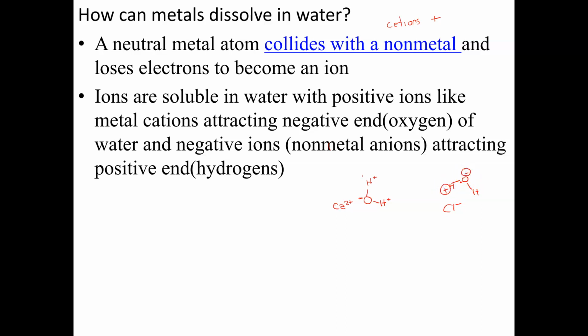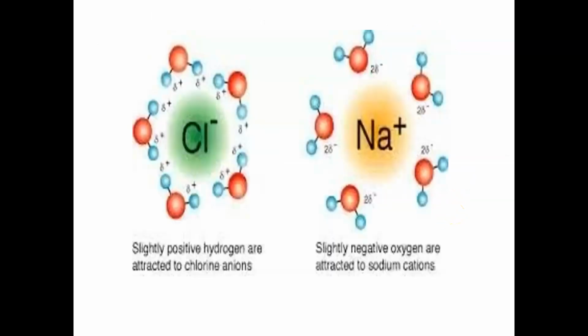So the way the water molecule organizes itself around the ions is like this. The negative end, which is the oxygen, is surrounding the cations, and then the positive end, which is the hydrogens, are surrounding the chloride ions. It's a thing called solvation. This is how ions dissolve in water.